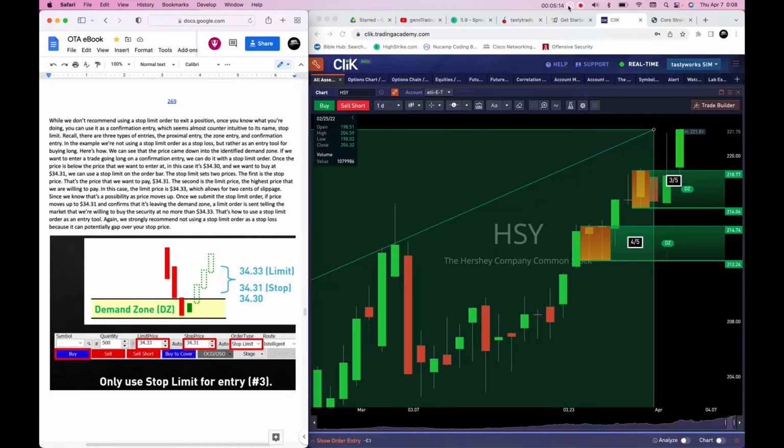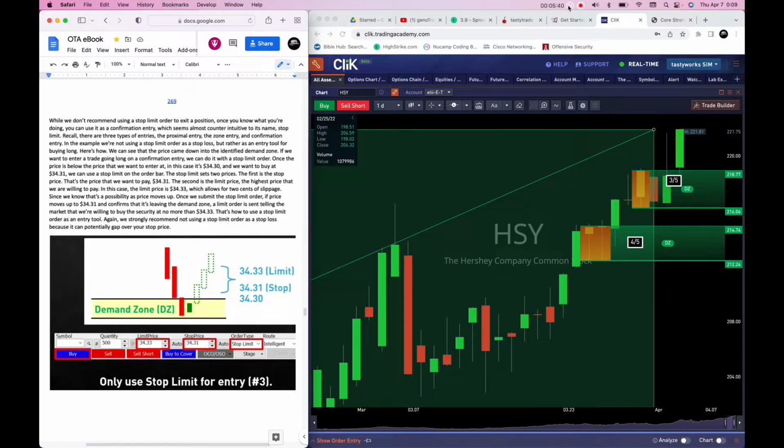The stop limit sets two prices. The first is the stop price. That's the price that we want to pay, $34.31. The second is the limit price, the highest price that we are willing to pay. In this case, the limit price is $34.33, which allows for 2 cents of slippage, since we know that's a possibility as price moves up.